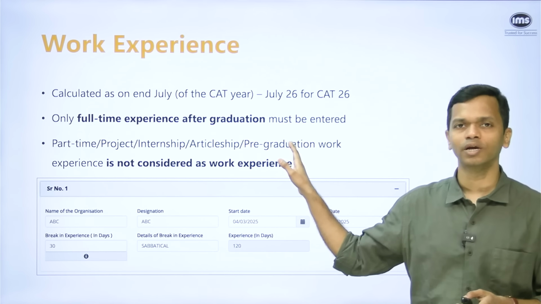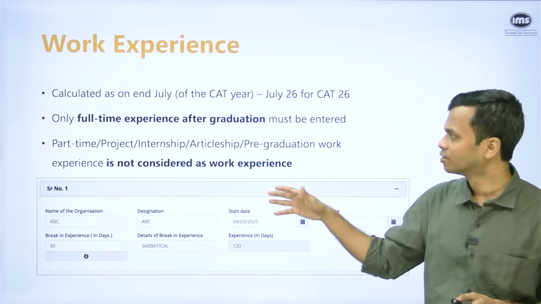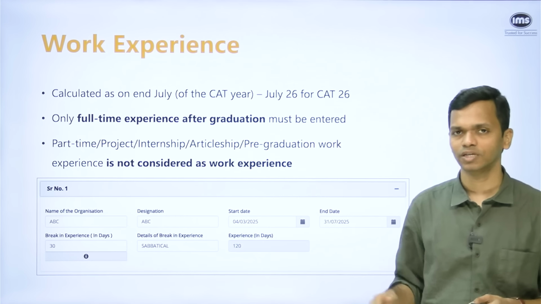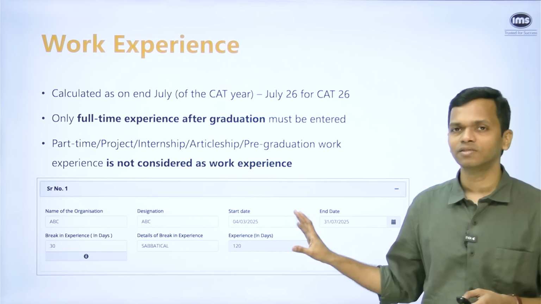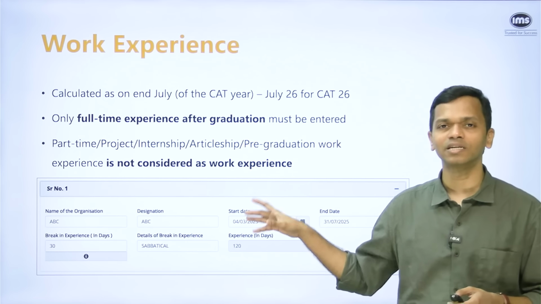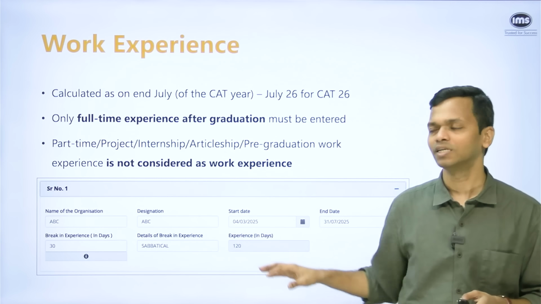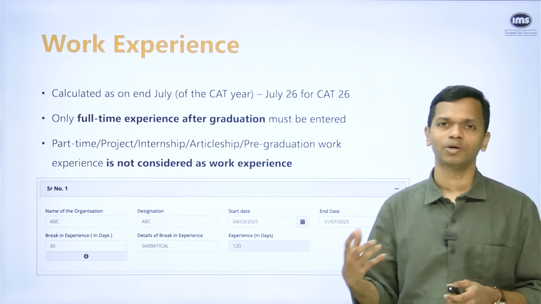Also exclude any of this. So part-time experience, projects, internship, articleship, pre-graduation work ex, all of that has to be excluded when you fill the CAT form. Treat this with extreme sincerity, because a lot of students think that they'll be able to fool the authority, but at a later point of time, if they find that you have lied about your work experience, it will become a problem.